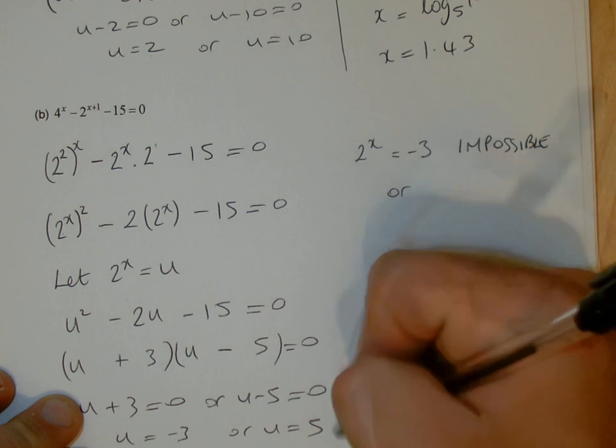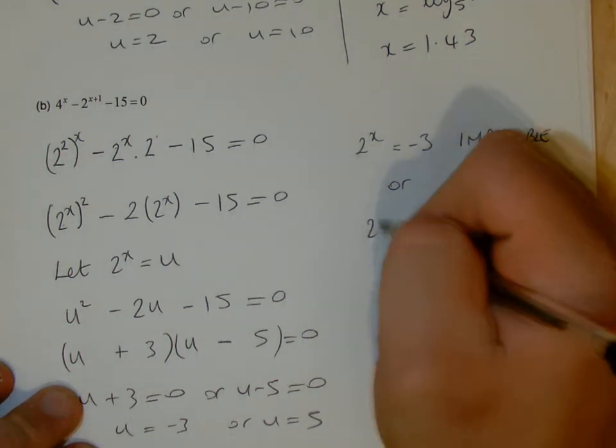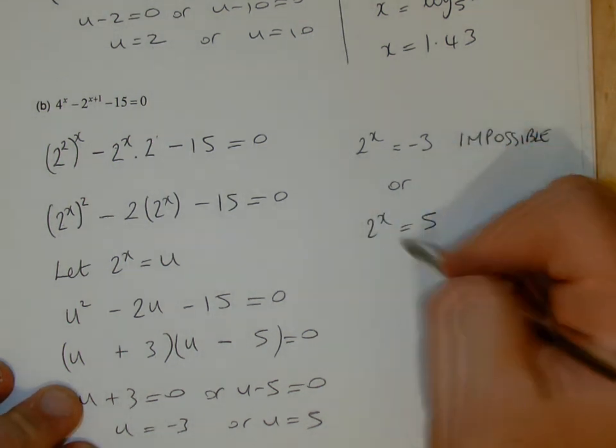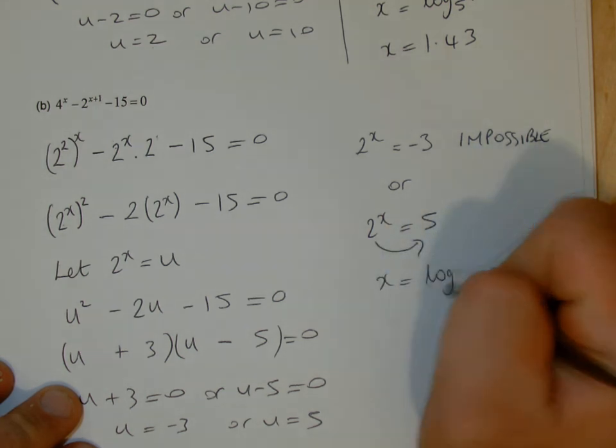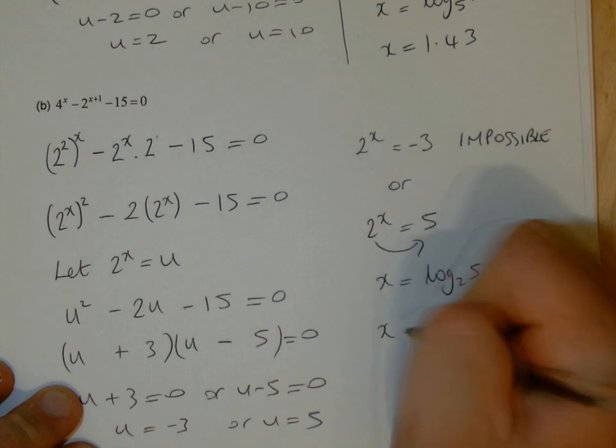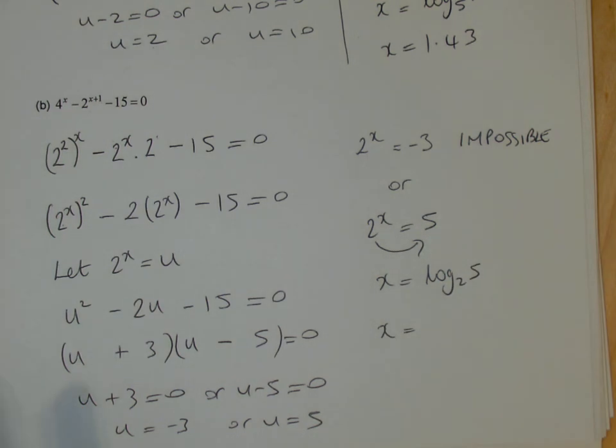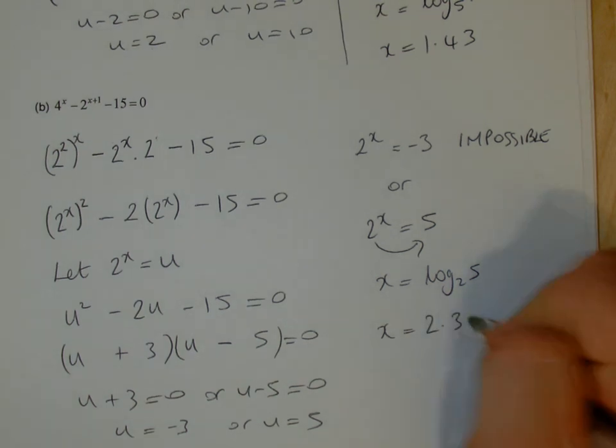The other result then is when it's equal to 5, so 2 to the power x equals 5. You want the power, so create the logarithm, swing the base, so you have log to the base 2 of 5, which is 2.32.